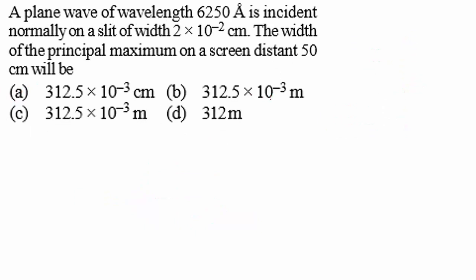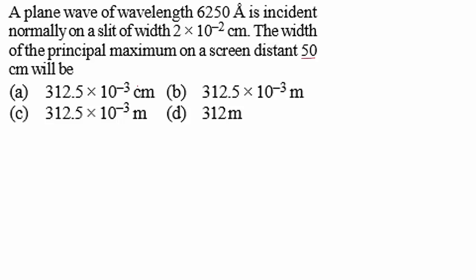A plane wave of wavelength 6250 angstrom unit is incident normally on a slit of width 2 into 10 raised to minus 2 centimeter. The width of principal maximum on a screen distant 50 centimeter will be. You already studied this in wave optics. You have studied Young's double slit experiment. You already studied diffraction of light. On that topic, you have this equation.